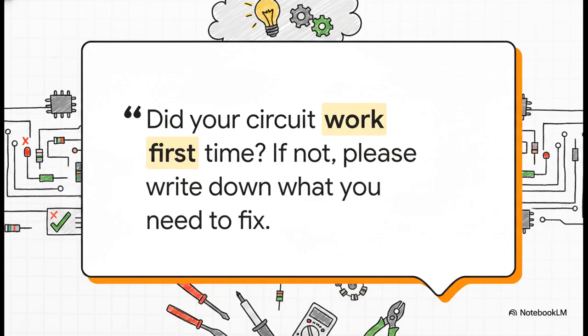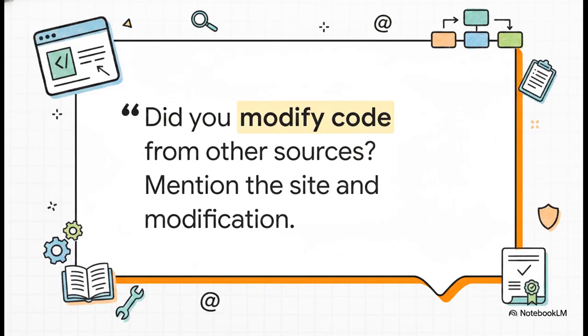Did you modify the code received from other sources? Mention the site and modification. If you grabbed some code from the internet and tweaked it, you need to document that process. Note the exact website and the specific changes you made. This is all about professional integrity, making sure you always give proper credit to the online community and resources that helped you get your project across the finish line.